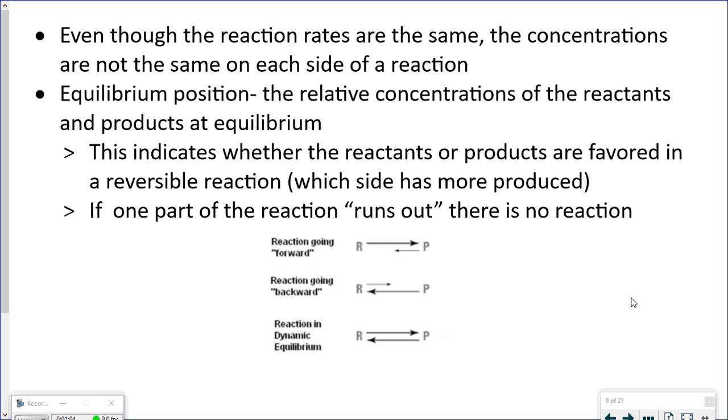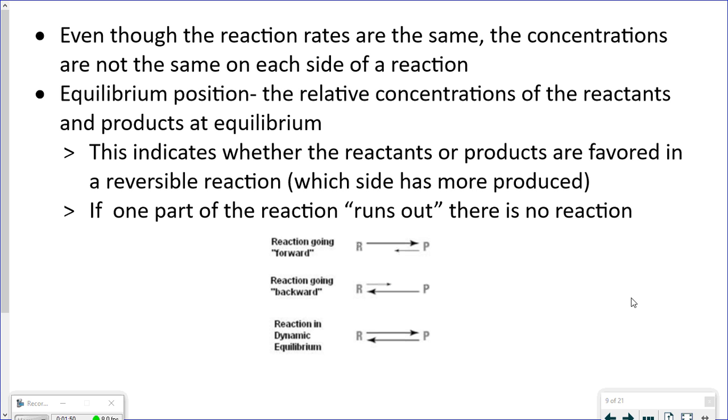Now, even though those reaction rates are the same, the concentrations do not have to be the same on both sides of the equation. So whenever we're dealing with these, we will end up looking at the equilibrium position. So looking at the relative concentrations of the reactants and products at equilibrium. So often we have one side of the reaction that is favored. So it'll indicate whether the reactants or products are favored in the reversible reaction. So which one is going to have more at equilibrium, the reactants or products? And if this keeps going and one part of the reaction runs out, the reaction will stop.